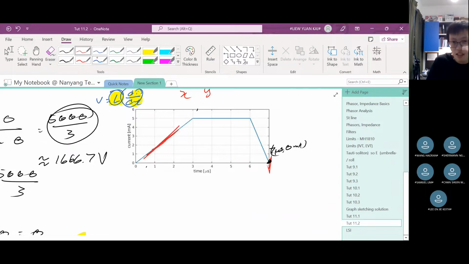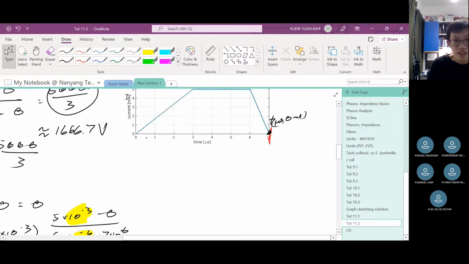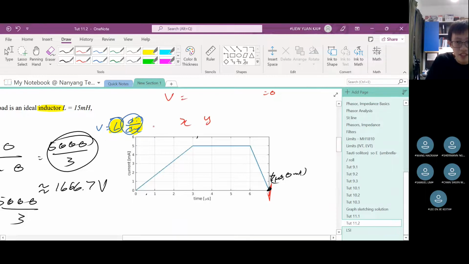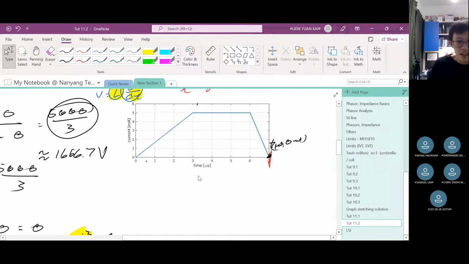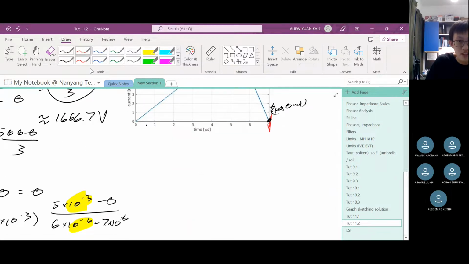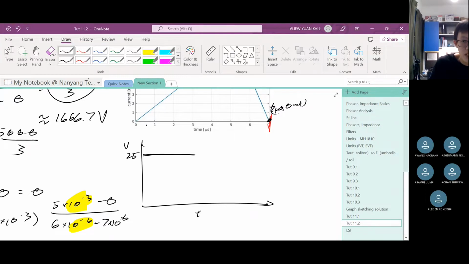This is a straight line. Straight line means the gradient is constant, right? And then to get the voltage, you take L times the gradient. L times the gradient. So a constant multiplied by a constant, then on the voltage graph, V against T, it will be a flat line, which is constant, okay? Flat, constant line. And in this case, the value is 25 volts.